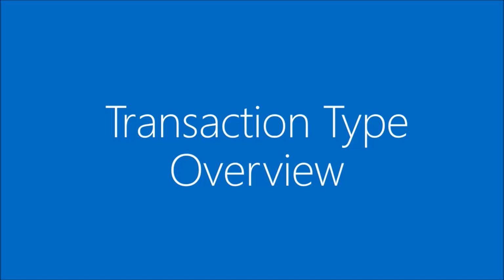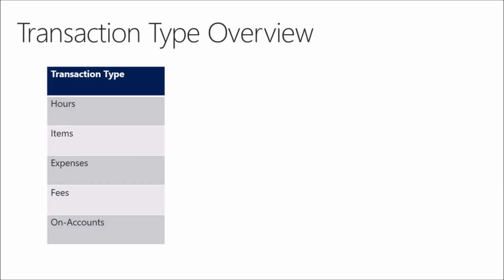Let's dive in and take a look at the different transaction types within the project management and accounting module. AX supports 5 different transaction types throughout the project management and accounting module. And if you look at the table that I have displaying right now, you can see that we have hours, items, expenses, fees, and on accounts.